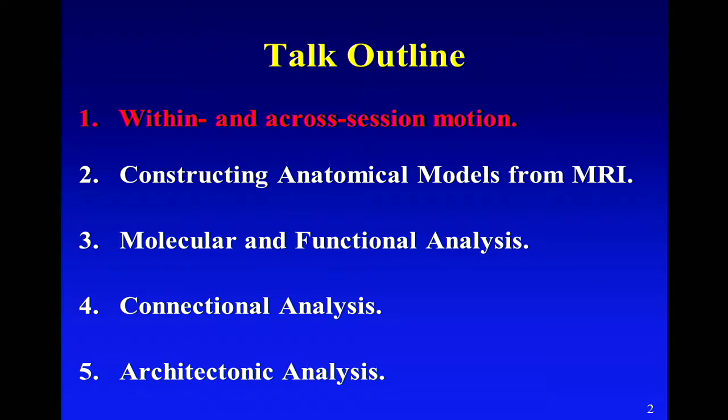Then I'll talk just a little bit about constructing anatomical models from MRI. This stuff is kind of old, but it's the basis for a lot of things we do. I'll discuss how we can use these anatomical models to guide molecular and functional analyses. Then I'll just briefly discuss a little bit what we're doing on the diffusion front and how we generate models of major fiber tracts in the brain. And then finally, this is kind of my most recent research, is what we do with architectonics, and I'll define what this is if people don't know.